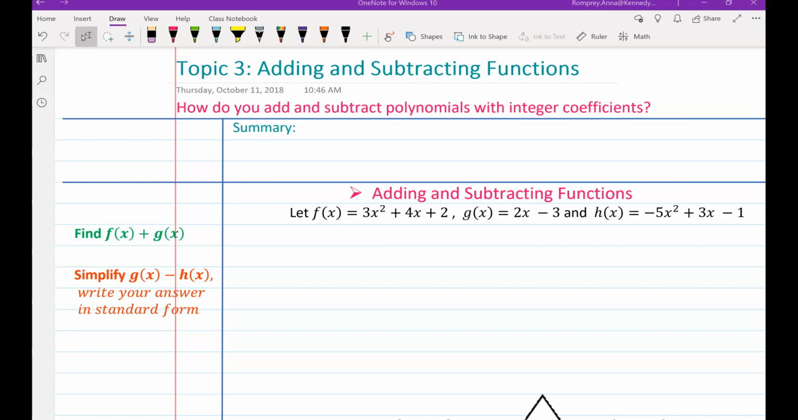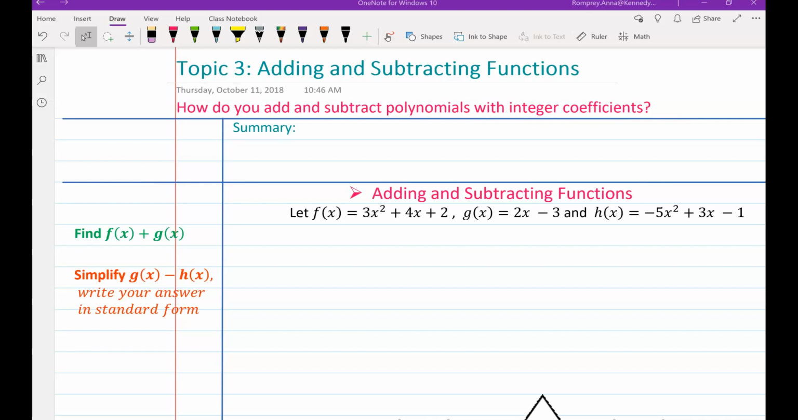Hey there. So today we are just going to continue working with functions. More specifically, adding and subtracting functions. Now let's look at our essential question. How do you add and subtract polynomials with integer coefficients? Wait a minute. What do polynomials have to do with functions? Well, let's talk about it.